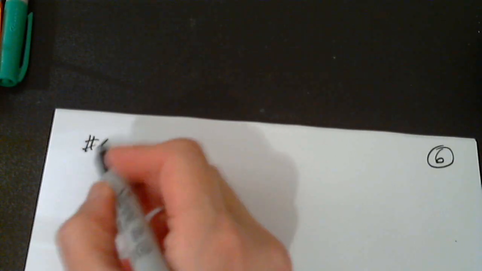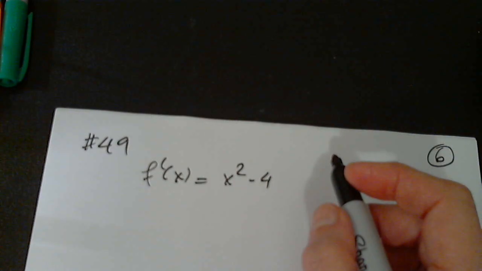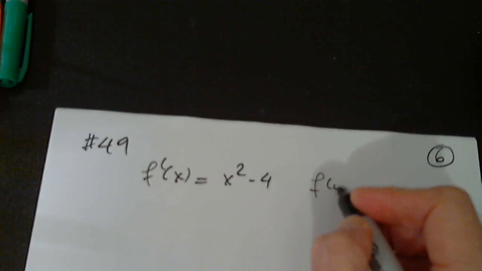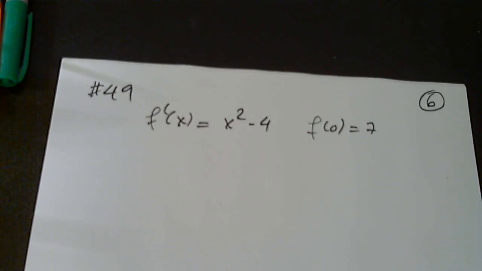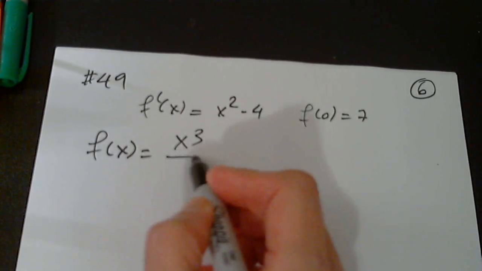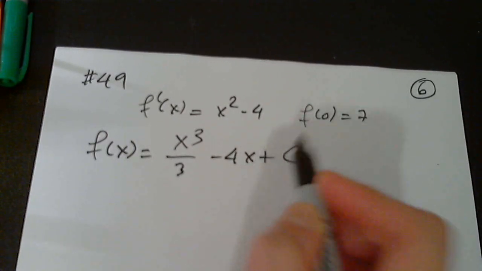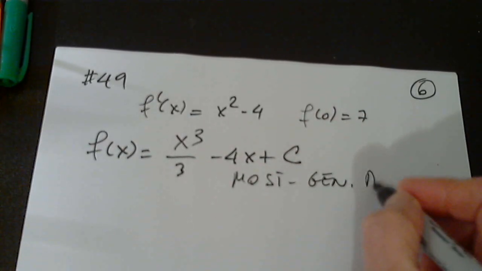I think I'm on page 6. Let's take a look at 49. Okay. So we have f prime of x is x squared minus 4, and we are given that f of 0 is 7. So first we will determine the most general antiderivative, which we know is denoted in this case by f of x, which is x to the third over 3 minus 4x plus a constant c. This is the most general antiderivative.